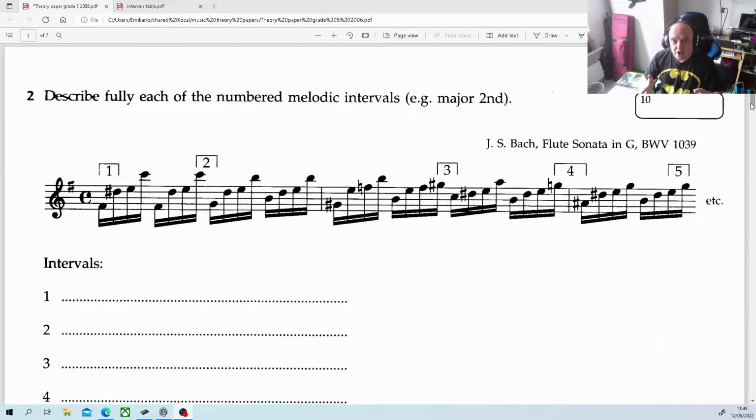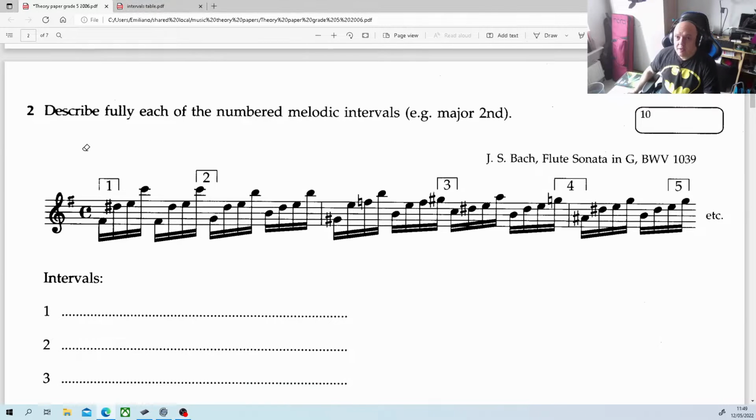If you want to progress then to the higher grades, to the higher theory grades, you have to be 100% clear on your intervals, because you can't make mistakes if you progress to the higher grades. So get your intervals straight, read the question, describe fully each of the numbered melodic intervals. For example, major second, major third, perfect fifth, etc.